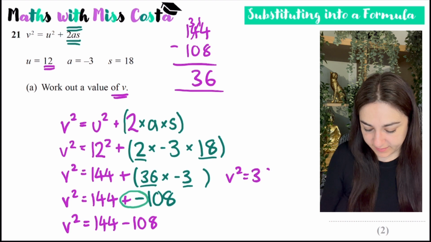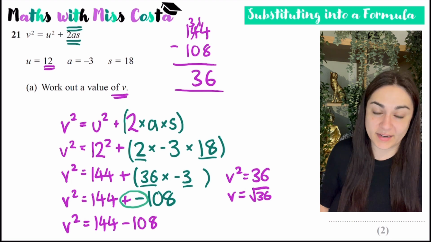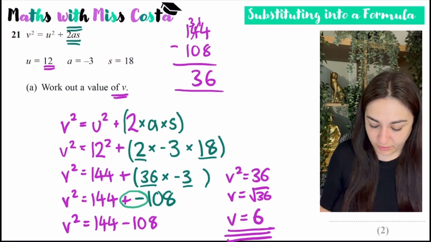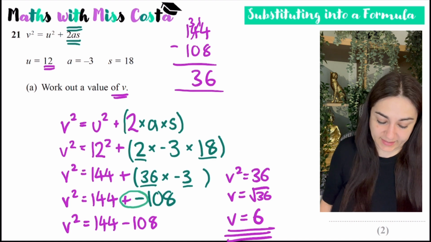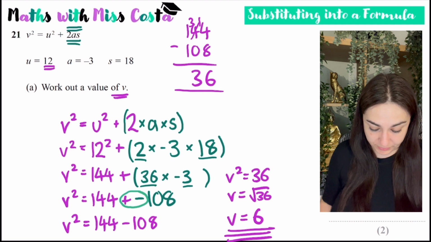So v squared equals 36. And then we have to do the square root. I know that something squared is 36. So what's the square root of 36? Well, the square root of 36 is 6. So this is quite a tricky one and involves you knowing your square numbers and square roots.